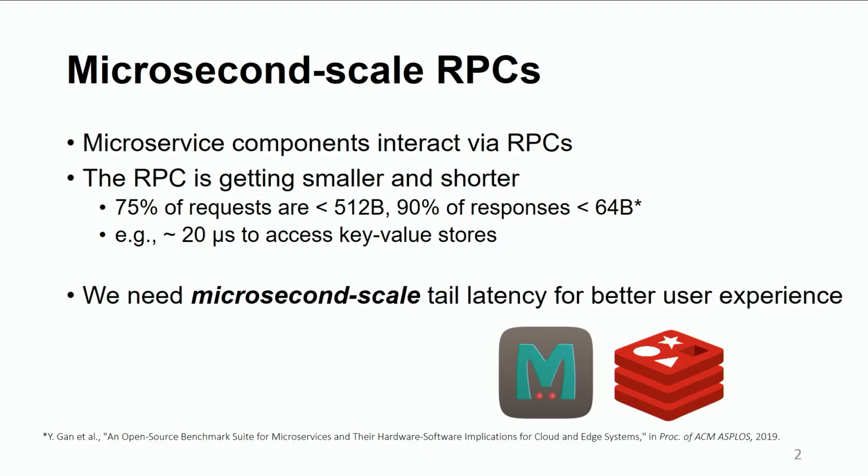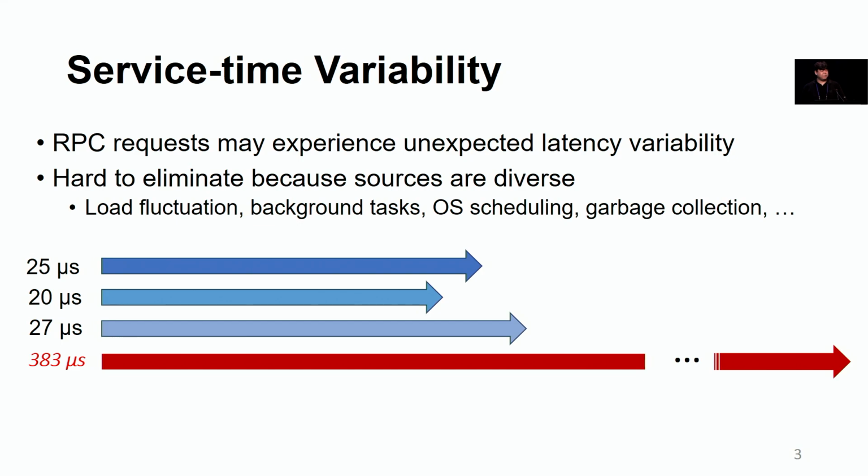Modern online services consist of various microservice components, and these components interact via RPCs. One recent trend is that RPCs are getting smaller and shorter. So the services require microsecond-scale tail latency for better user experience. Unfortunately, RPC requests may experience unexpected latency variability.